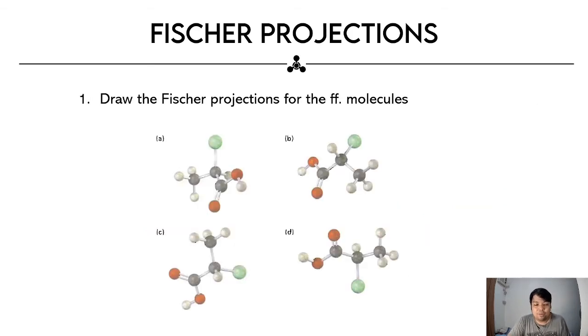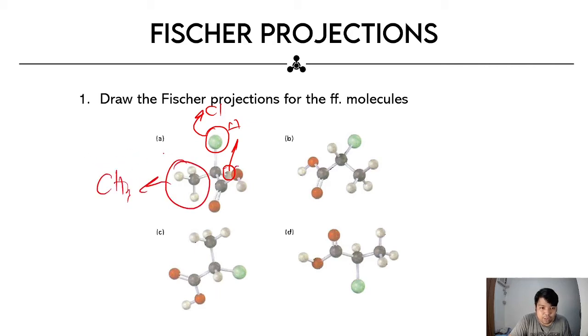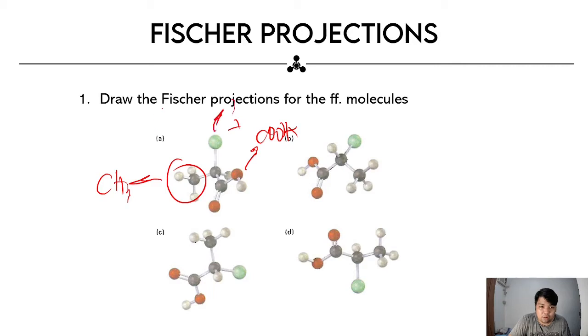So let's have this molecule here. Draw the Fischer projections for the following molecules. So this is a hydrogen group. This is a chlorine group, a chloro group, and this is a methyl group, and this is a carboxyl group. Okay, so what I can do here for letter A is, this is a COOH, this is a chloro group.